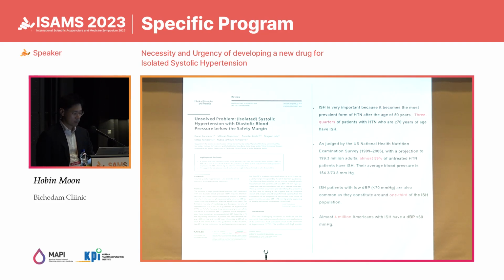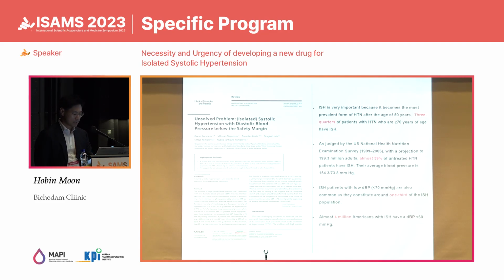Let me explain the above survey in more detail. ISH is the most common form in hypertension patients in their 50s and older. Three-quarters of hypertension patients aged 70 and older were ISH patients. Their mean blood pressure was systolic 154 and diastolic 73.